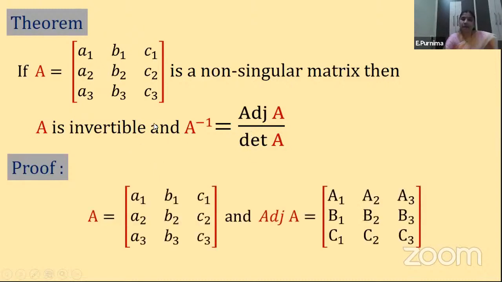So here it is. A is a given matrix, children. And what is the adjoint of A? The transpose of the cofactor matrix. If you write the cofactors, here we get capital A1, capital A2, capital A3. So when you find the adjoint A, the column will be transposed to the first row. So that's why here adjoint A becomes A1, A2, A3, B1, B2, B3, C1, C2, C3. Understood now? Yes.